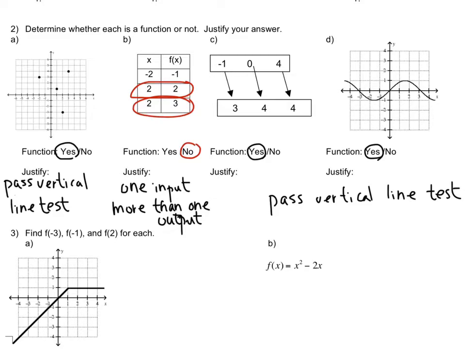Letter D, this is a sinusoidal wave. If you continue pursue higher level math studies, we will discuss this in pre-calculus. A sinusoidal wave is definitely a function. It will pass the vertical line test. Even though it looks like it's repeating continuously, it will pass the vertical line test. So as long as one input has exactly one output, this is a function.